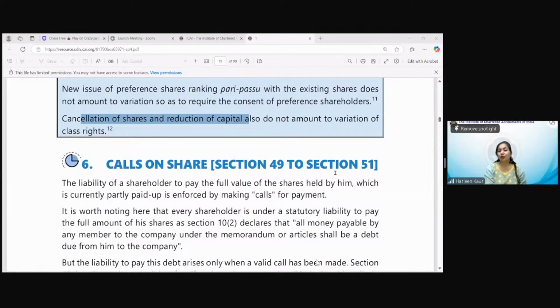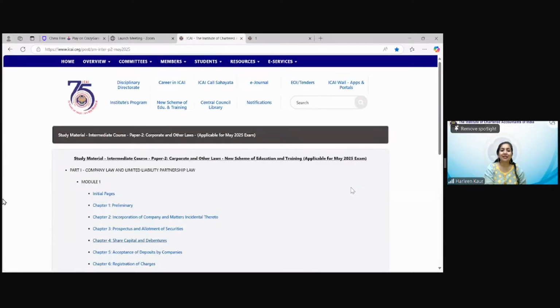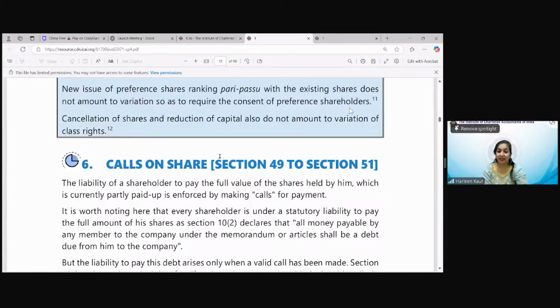Children, now sections 49 to 51 that I'm going to do with you are very, very simple. In fact, I personally feel that these are the sections which you know better than me because it is part of your accounts. You have been learning about share capital and debentures. How does the share capital application happen?